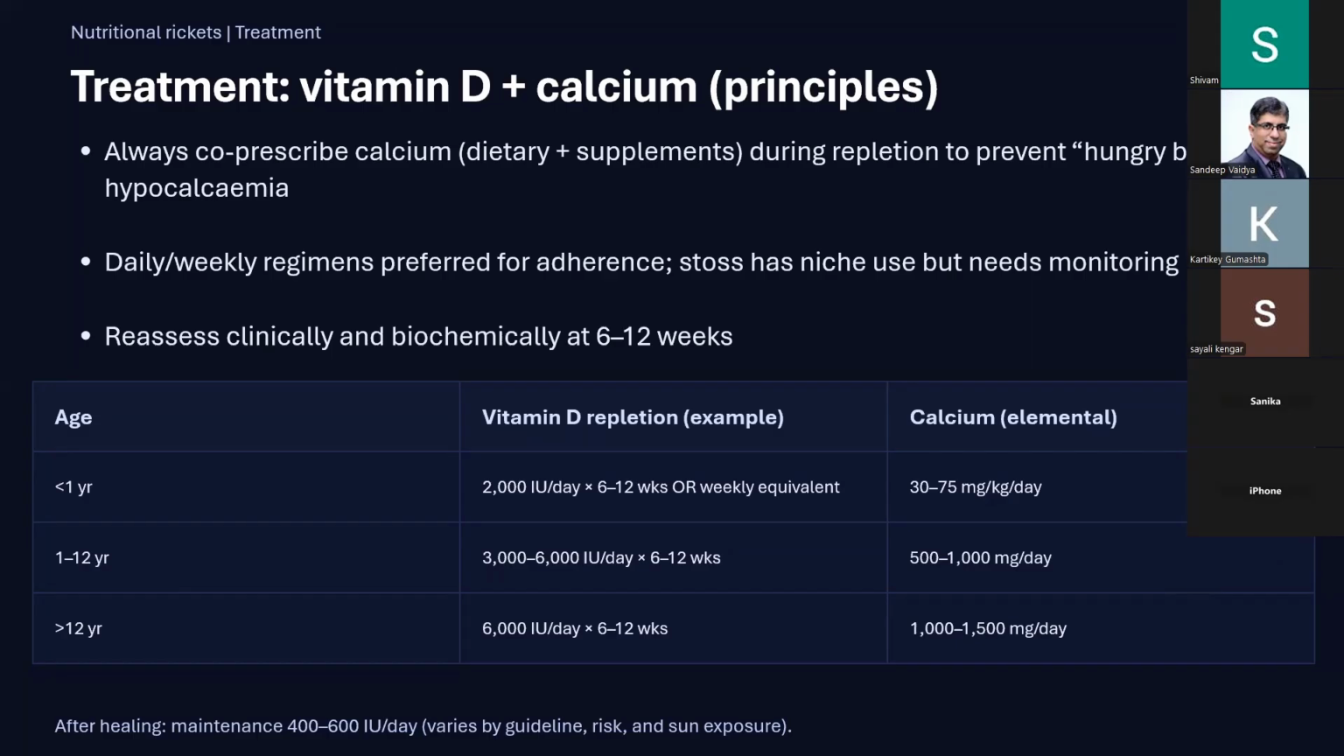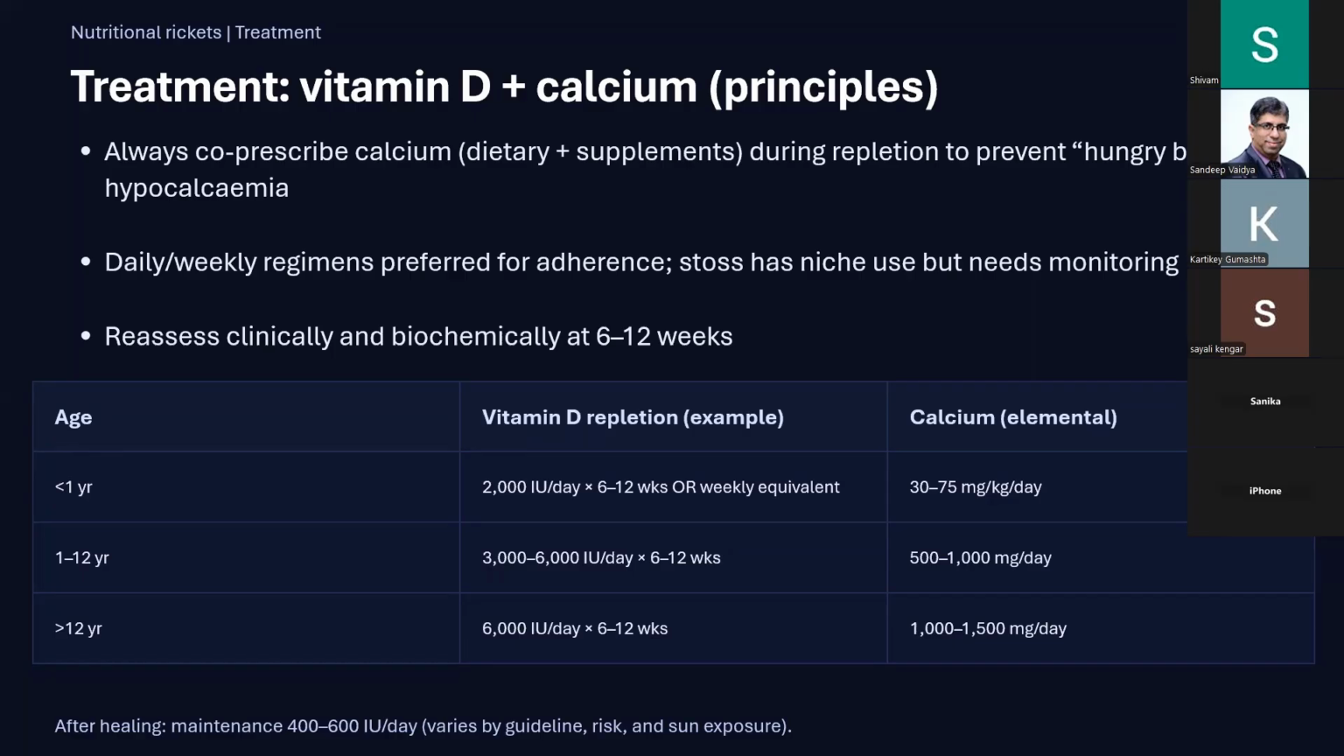Below the age of 1 year, vitamin D can be given at 2000 international units per day for 6 to 12 weeks, or its weekly equivalent. Calcium at the same time should be given at 30 to 75 milligram per kg per day. At 1 to 12 years of age, for nutritional rickets, vitamin D3 should be given at 6,000 international units per day for 6 to 12 weeks, and 500 to 1,000 milligram per day of elemental calcium should be given.